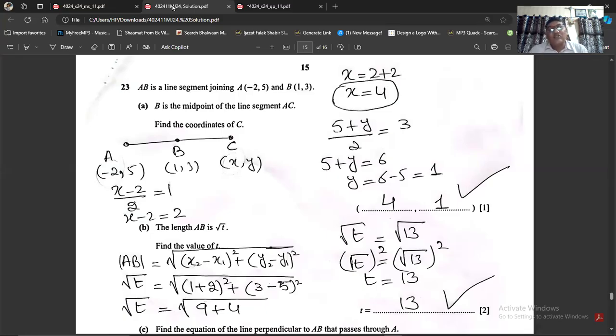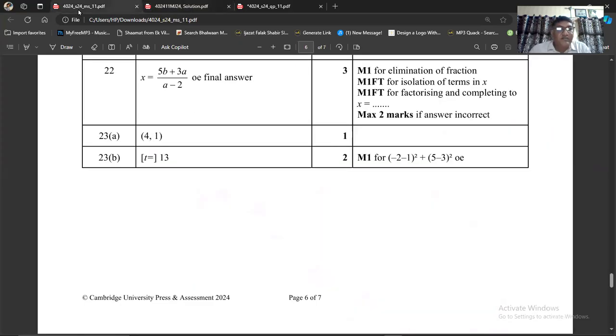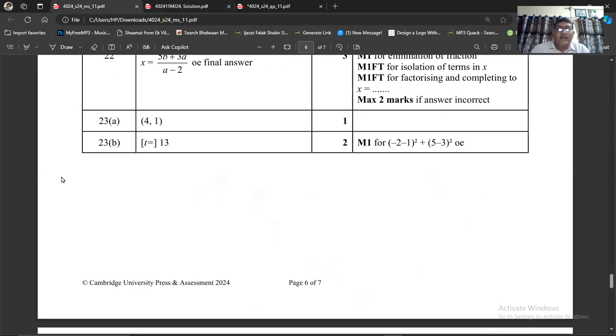So they said the length of the AB is square root t, and we have found that the length is square root 13. So that means t is 13. So t is 13. The value of the t is 13. Our answer is right.